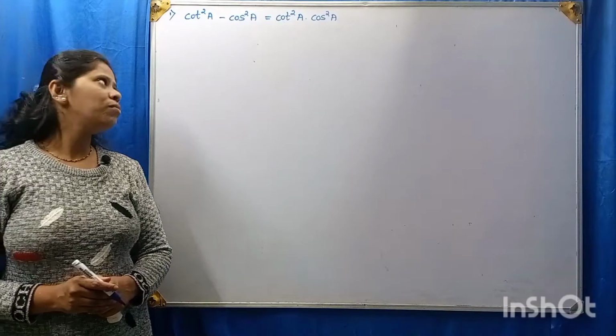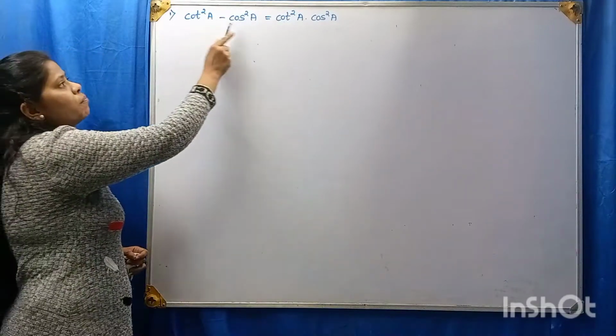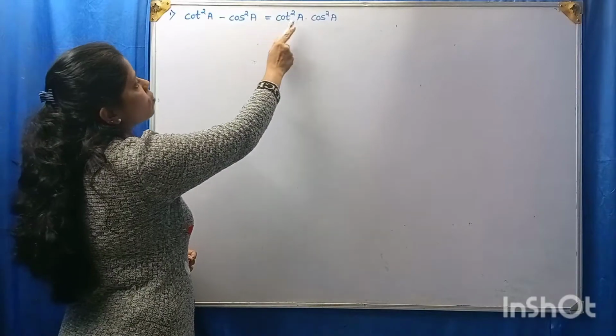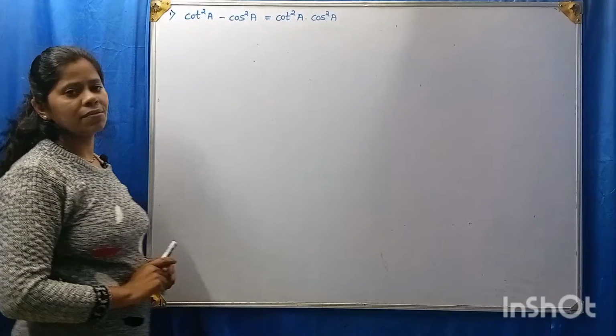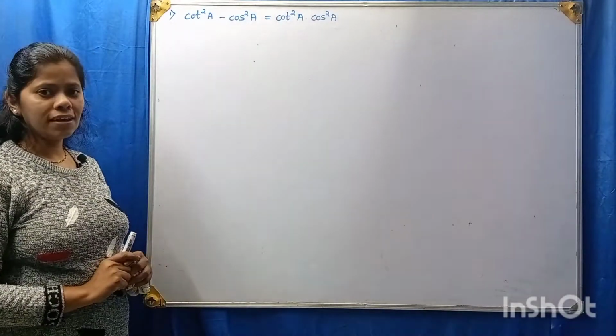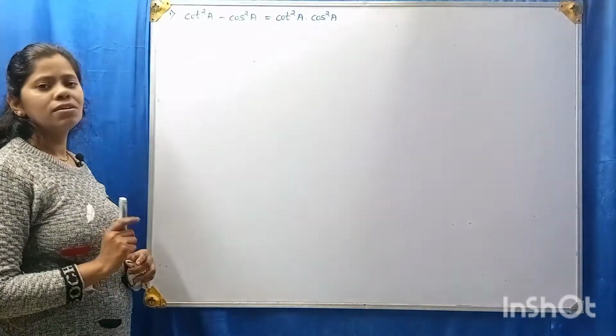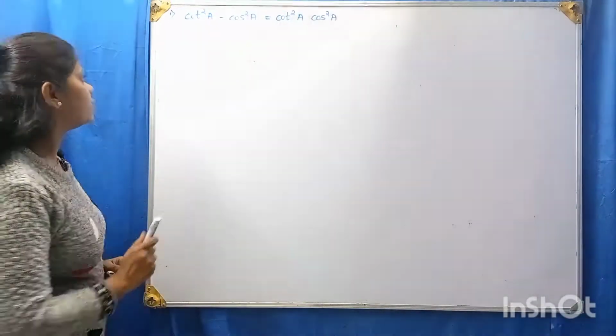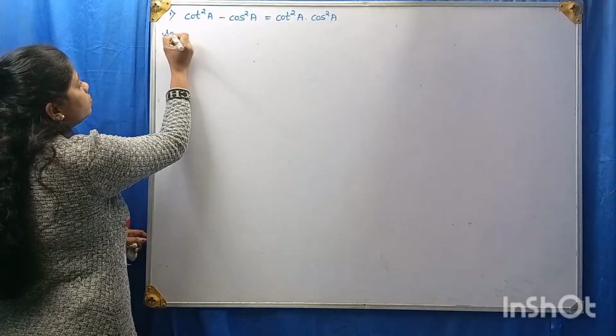Now let's solve the problem. Cot square A minus cos square A is equal to cot square A into cos square A. We have to prove that LHS is equal to RHS. So first let me write down the LHS. Solution.